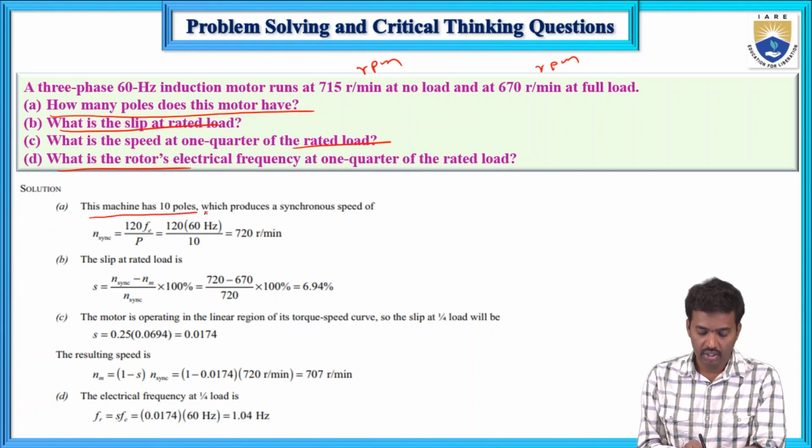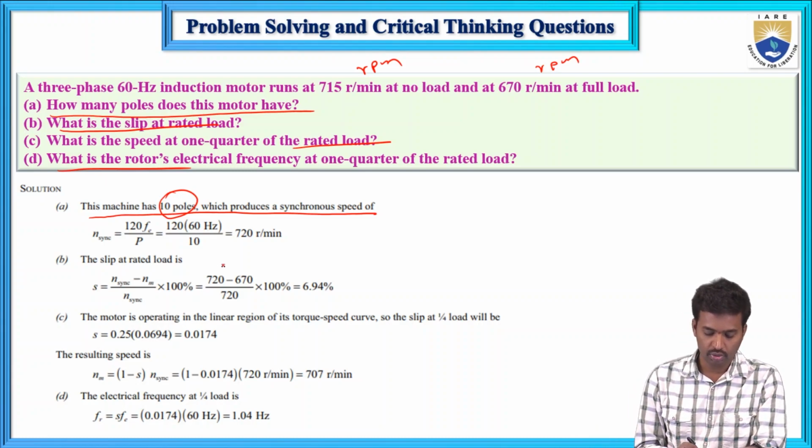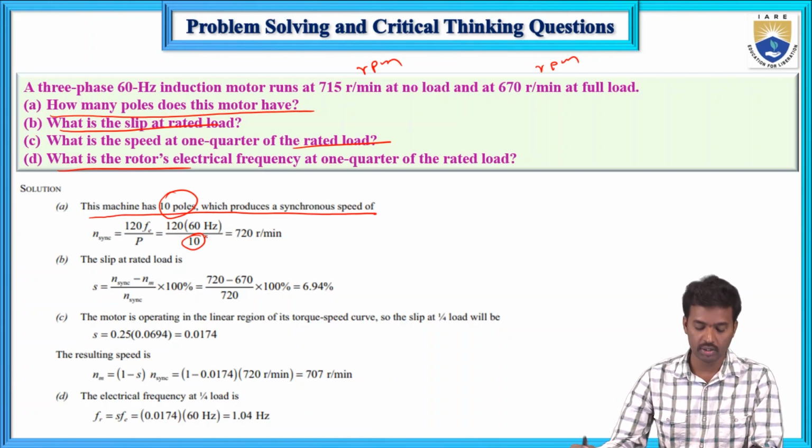And next, how many poles are there here? The answer is 10 poles. Using the formula 120 f by P with 10 poles, we can expect the synchronous speed to be around 720.